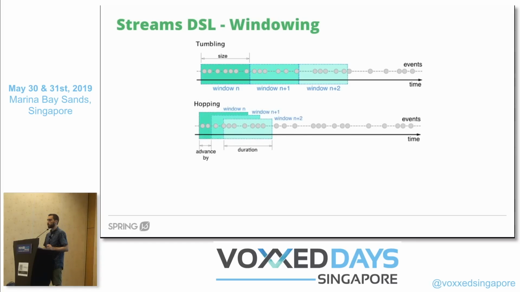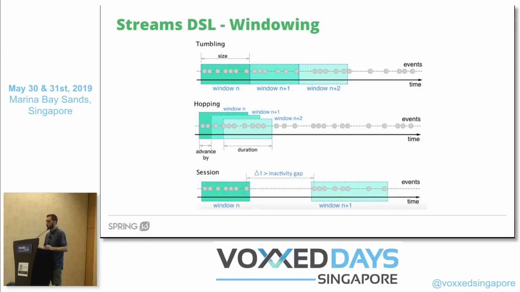Then we have another option, which is the hopping window, also called a sliding window. We're going to create a new window based on a property called advance by. So some of the records might fall into 2 different windows, or 3 or 4, depending on how they overlap. These 2 are time-based windows, whereas the last one, the session, is more an activity-based window.